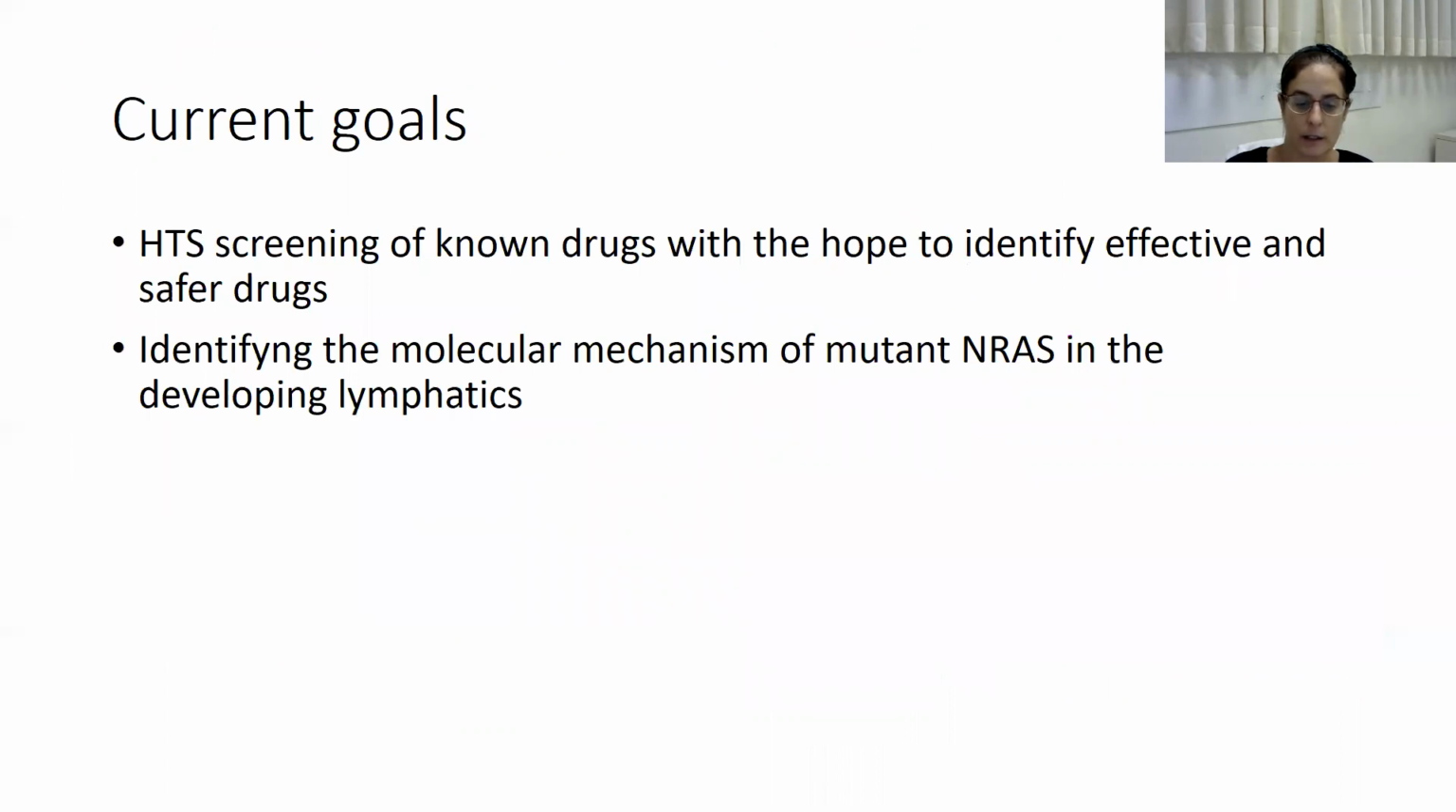Our current goals include high-throughput screening of known drugs with the hope to identify effective and safer drugs. Also, we would like to identify the molecular mechanism of mutant NRAS in the developing lymphatics.